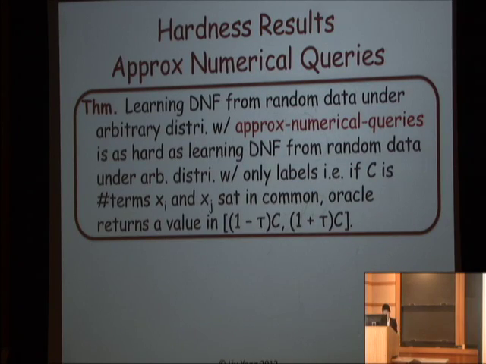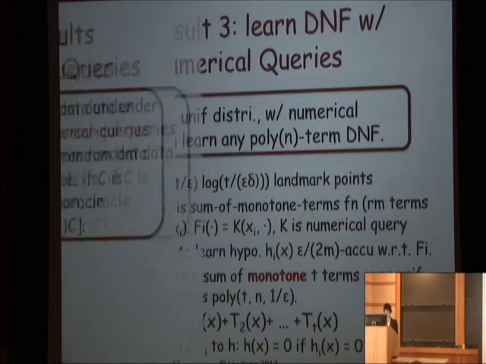In fact, this applies also for approximate numerical queries. Basically it means the answer is a multiplicative factor tau away from the exact answer of numerical queries. And it's exactly the same proof, except you make m a little bit larger, so that it concentrates on the expected answer. So this basically shows that approximation queries for worst case distribution does not help.